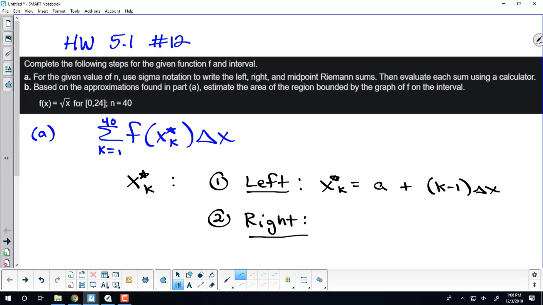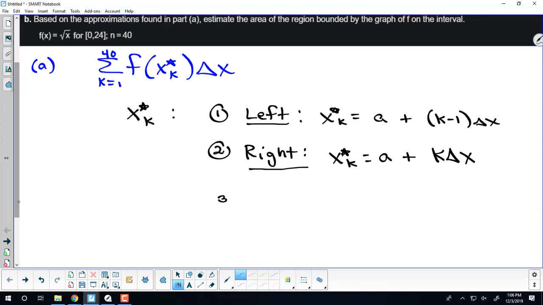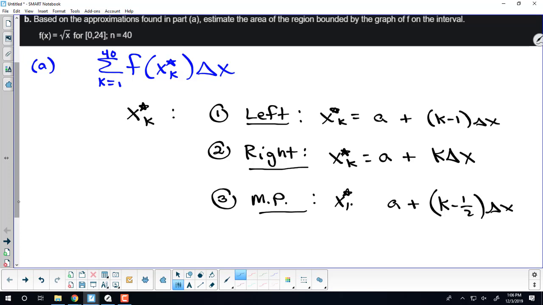So what was the right x star sub k? A plus k delta x. Yeah, a plus k delta x. And the midpoint, a plus k minus 1/2 delta x. Yeah, a plus k minus a half times delta x. So those are the only things that change. The formula we wrote up there in blue will be the same for all three, with the x stars changing.